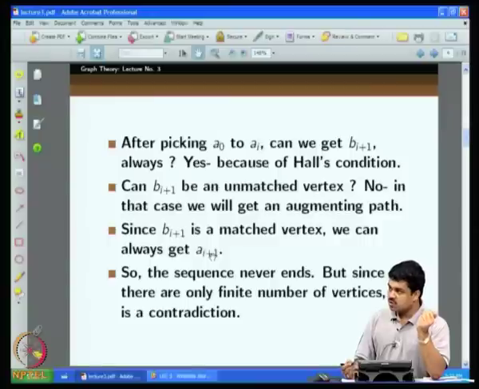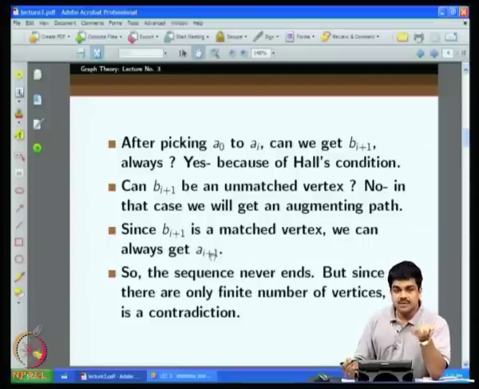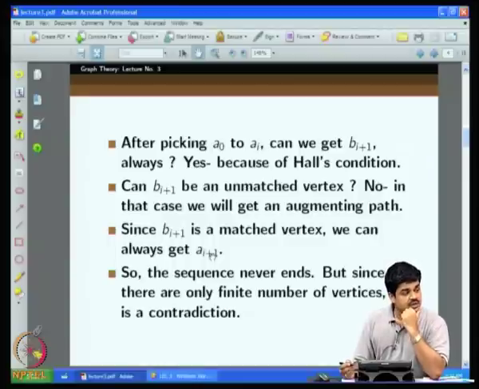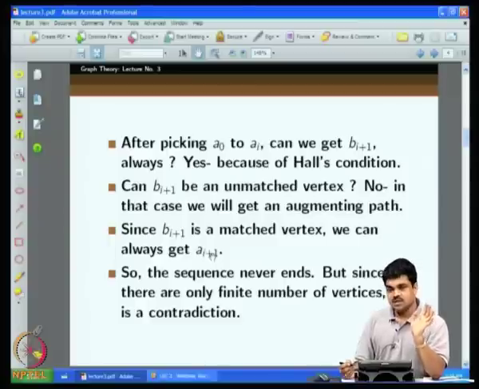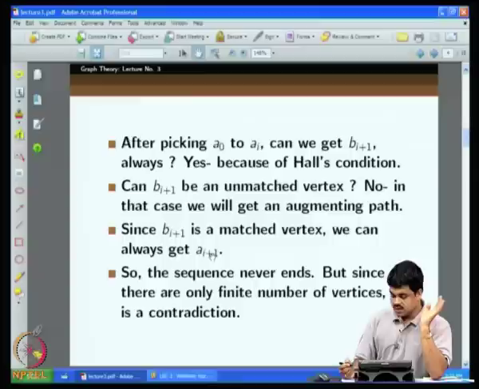The only reason for the contradiction is our assumption that we could pick up an A0 to start with, because that is the extra vertex. So, that A0 was an unmatched vertex. We can infer that we can never pick up an unmatched vertex, that means all the vertices were matched by the maximum matching. That means we really had a matching of A in the graph. So, that is the inference.